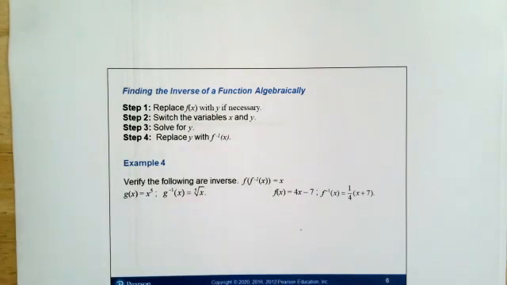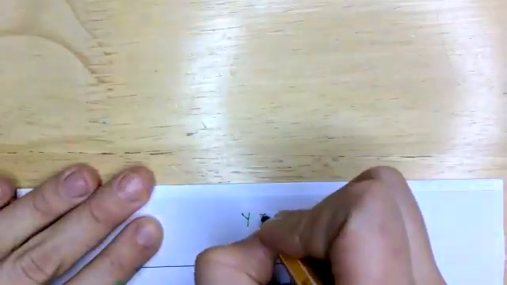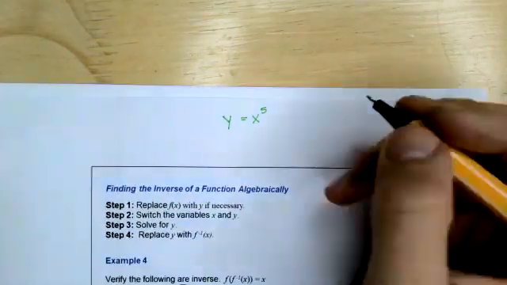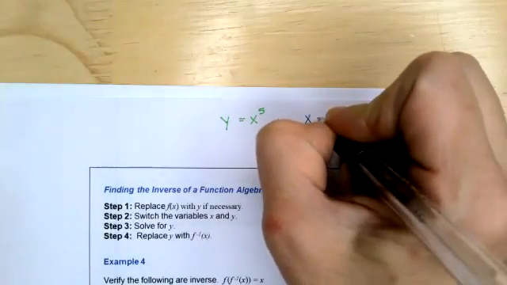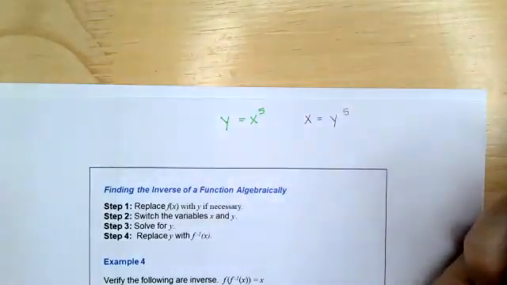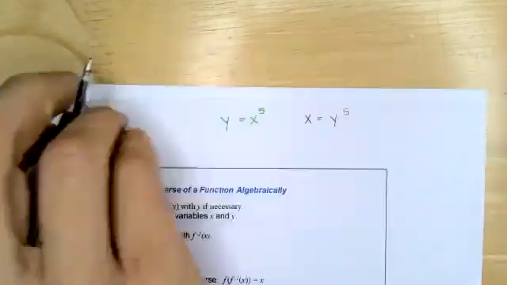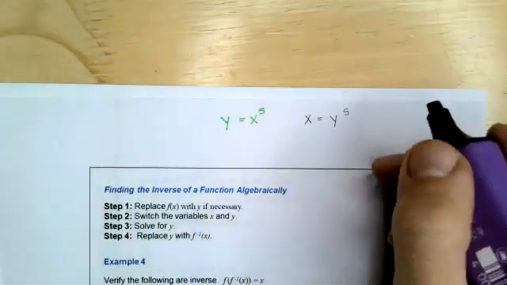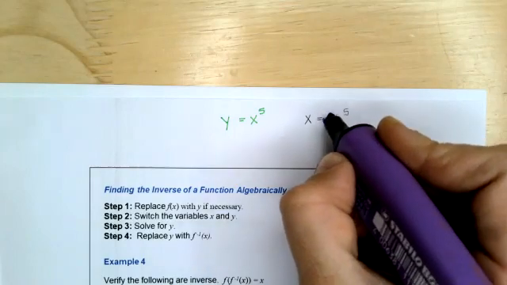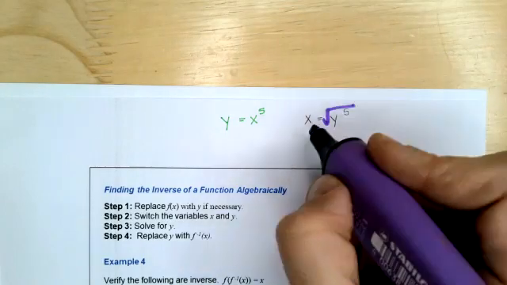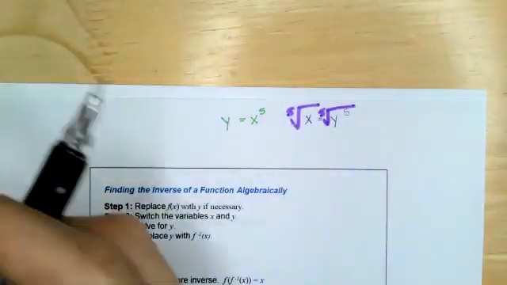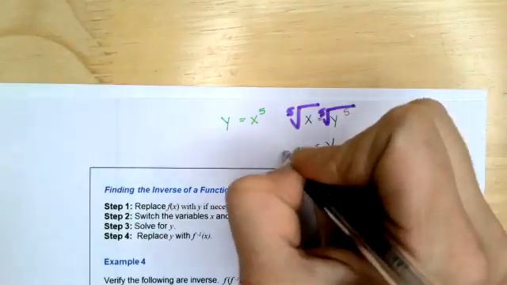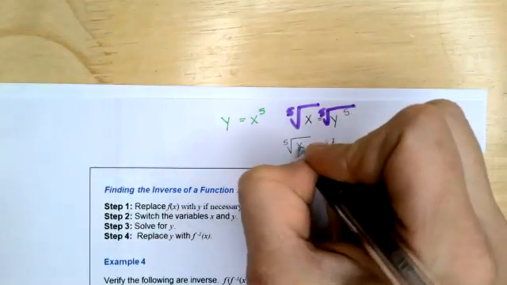Good. For example, if you had y equals x to the 5th, and you wanted to find the inverse of y equals x to the 5th, what you're going to do is you're going to switch x and y. So we say x is y to the 5th, right? And then we just solve for y. I don't want it to be the 5th power of y. So I'm going to take the 5th root of y to the 5th and the 5th root of x. And we're going to say y is the 5th root of x.